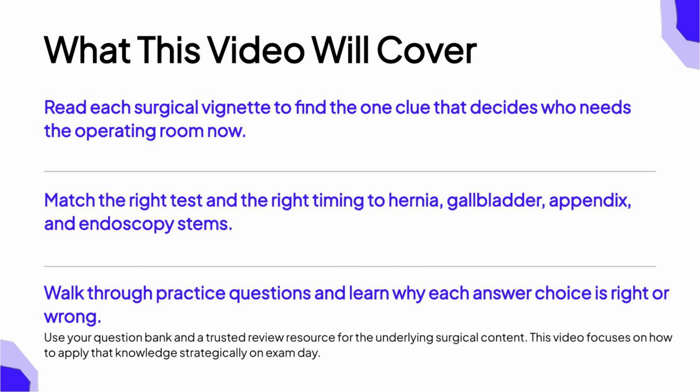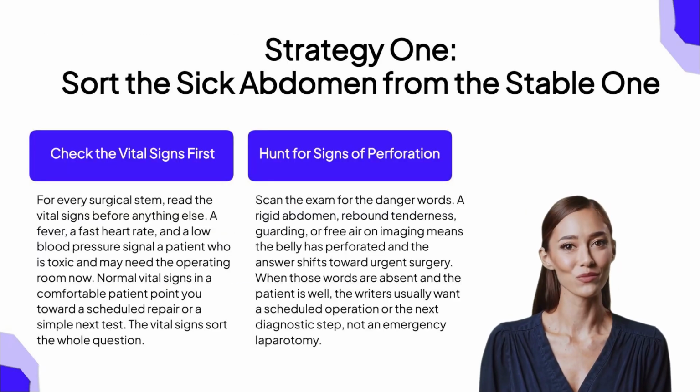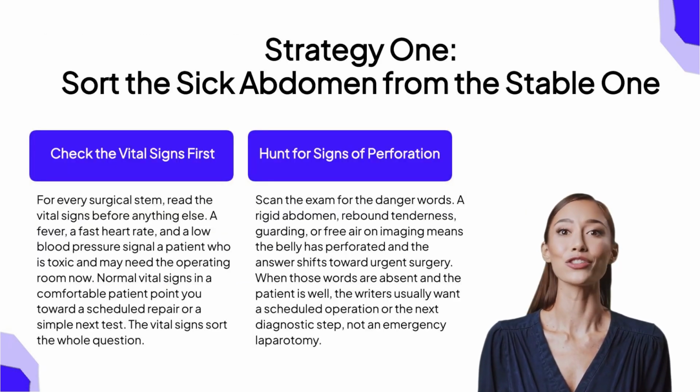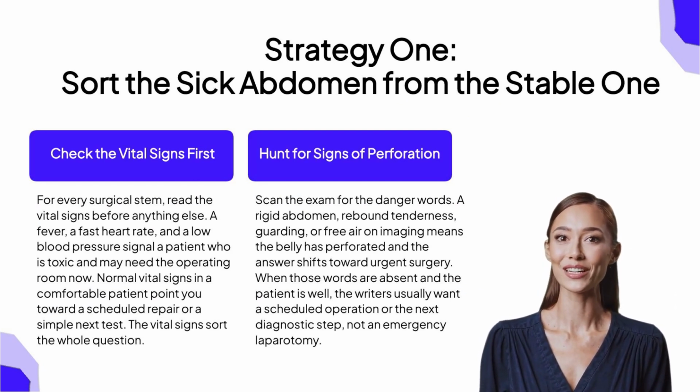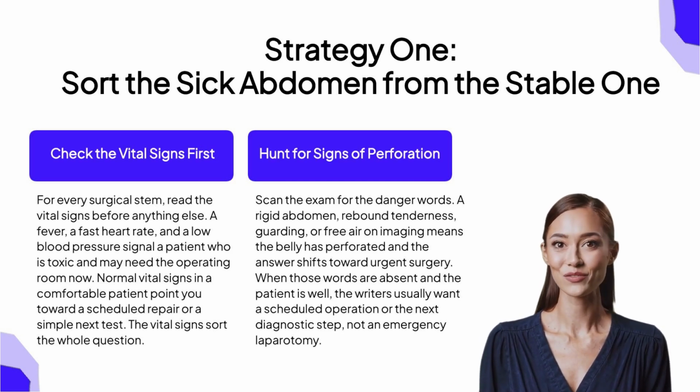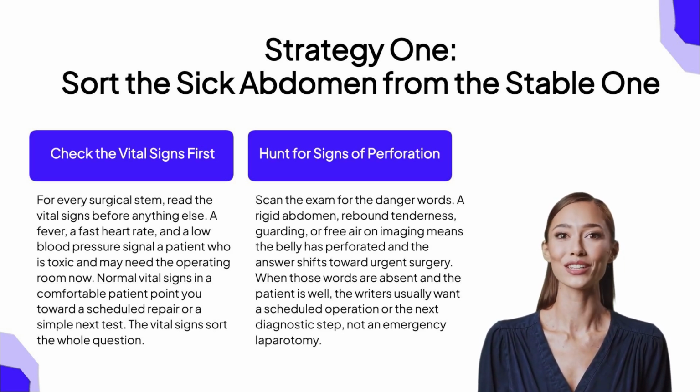When you see one of these operations, sort the sick patient who needs urgent surgery from the stable patient who needs a scheduled repair or a simple next test. Our first strategy unlocks almost every surgical vignette. Sort the sick abdomen from the stable one. Start with the vital signs, because they are the fastest way to tell whether this patient is heading to the operating room now or can be managed in a planned way.